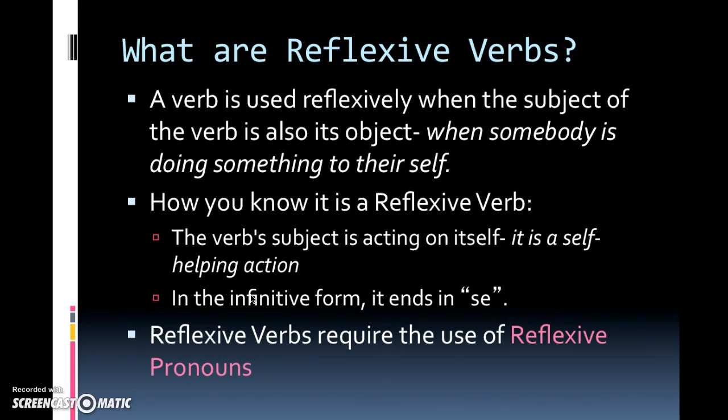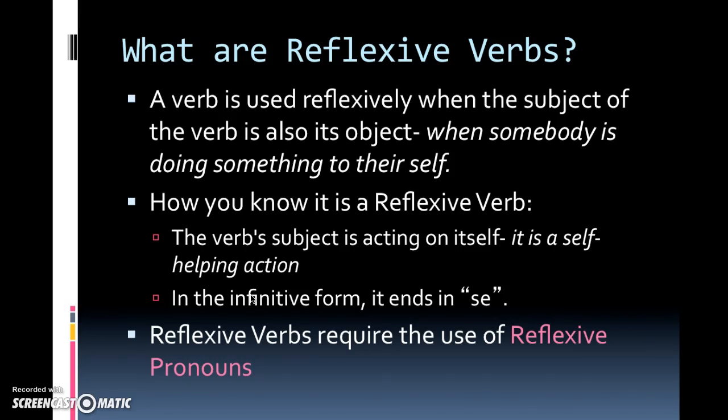When I look in a mirror at my reflection, who am I looking at? I'm looking at myself. So how do you know it's a reflexive verb? The verb subject is acting on itself. It is a self-helping action. In the infinitive form, it also ends in se. So acostarse, ponerse, vestirse. All of those verbs that end in se before we conjugate them are reflexive verbs. So they're verbs that I can do something to myself with.